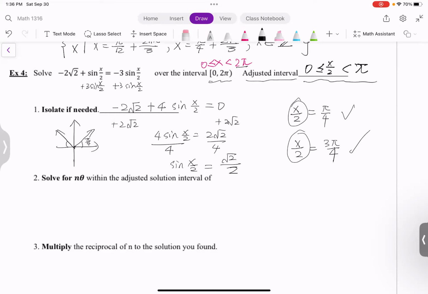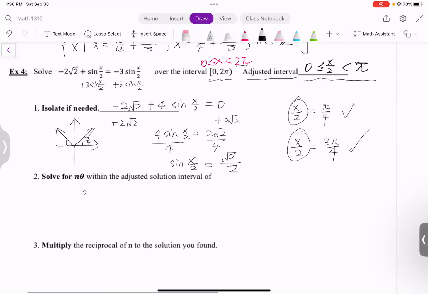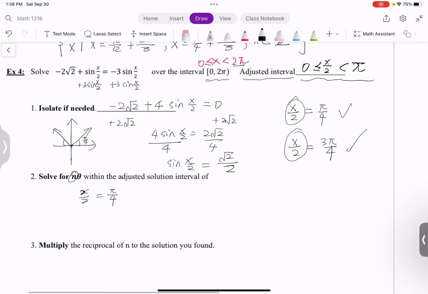And the next part, solve for n without adjusted solution. I solved that. X over 2 is pi over 4 because the n is the bottom part. Okay. So another solution, x over 2 equals 3 pi over 4. I cannot add 2 pi or add 4 pi because they are too much. It's not in the adjusted interval.